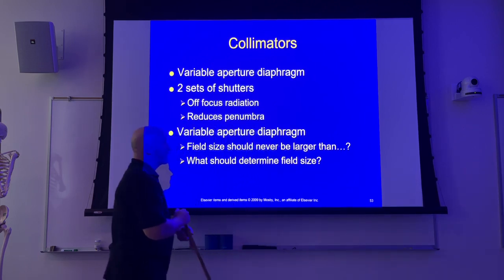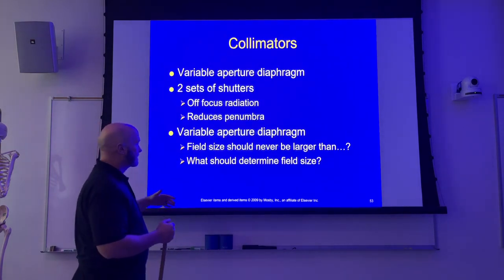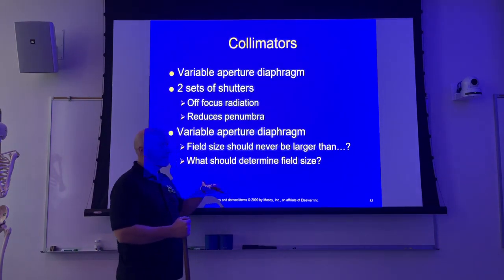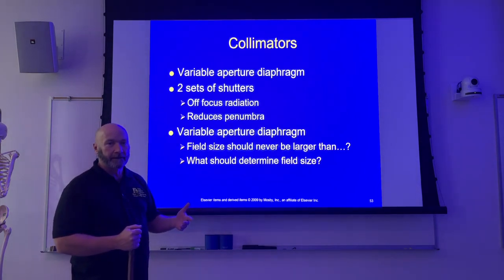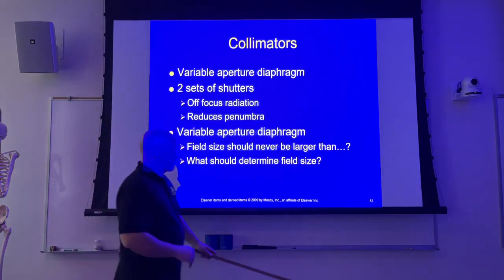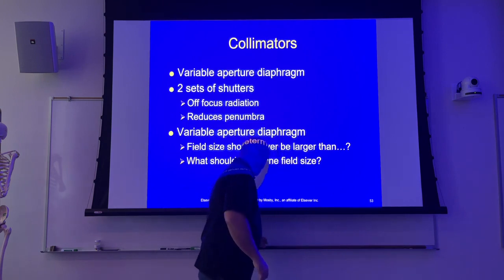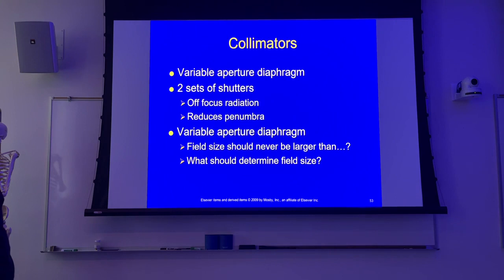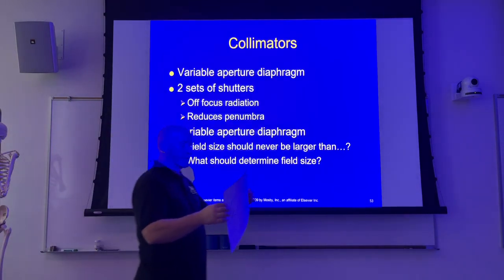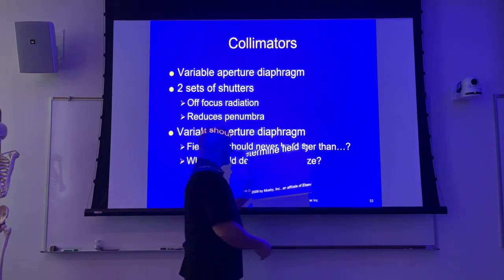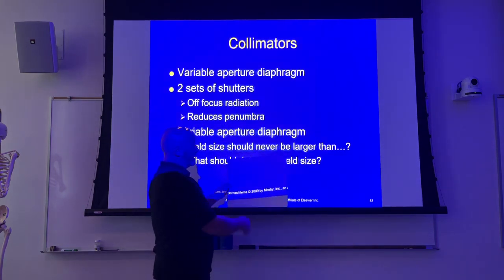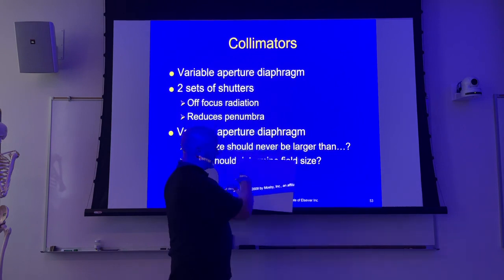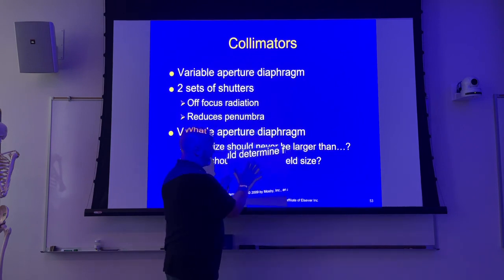So that's number one. It should never be larger than the image receptor size, but it should be determined by the size of the anatomy, right? So again, back to this. This is roughly a 14 by 17 sheet of paper, all right? Stiff paper, but it should never be larger than the image receptor.